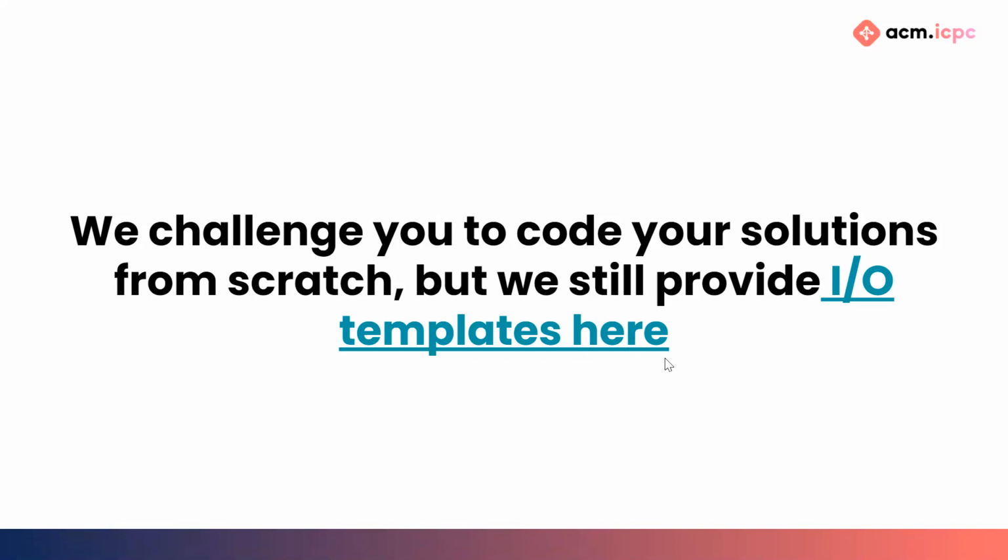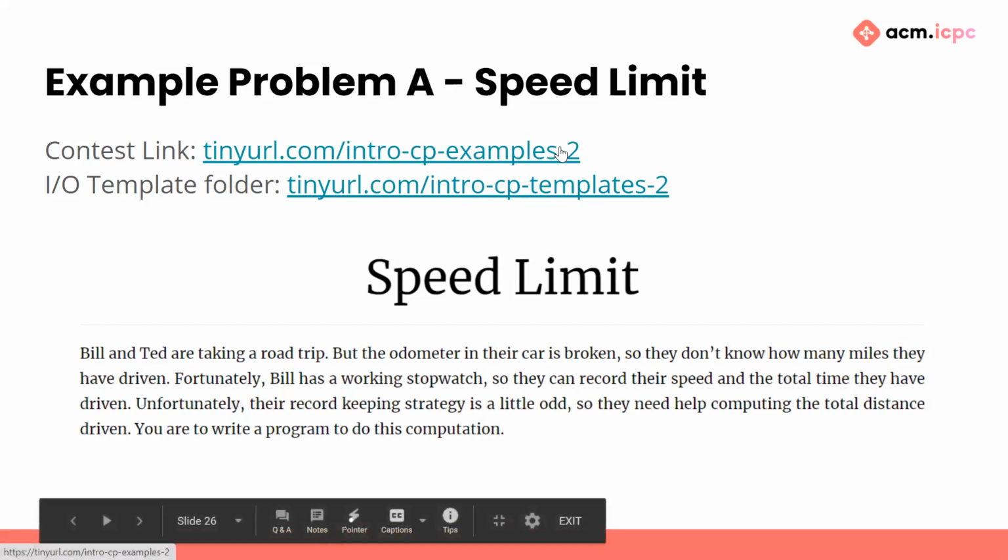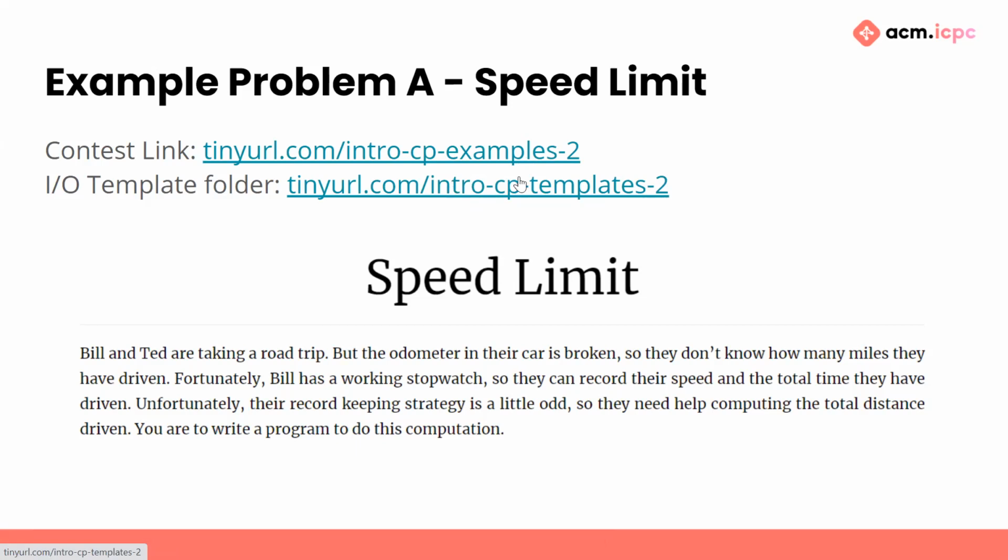But for this one problem here, speed limit, we encourage you to try coding up a solution with no IO. Because we want you to actually code this one, I'll give you a longer than usual gap in the middle of the workshop, something like 9-ish minutes, or let's say until 7:50. I'm going to pause the recording. Go for it. Contest is here at Intro CP Examples 2, IO template folder. If you must, the template is at Intro CP Templates 2. And it's problem A in this example contest.